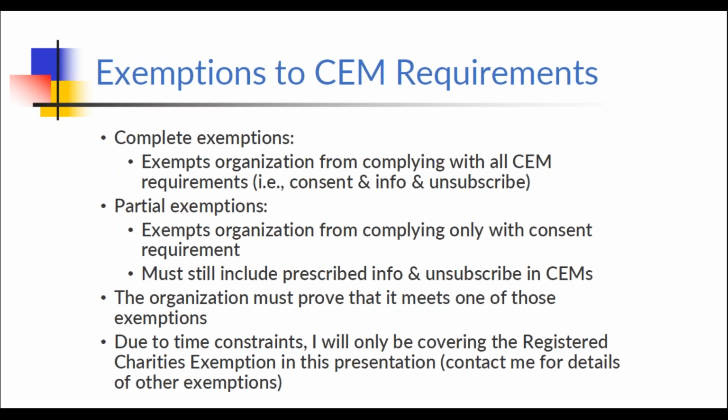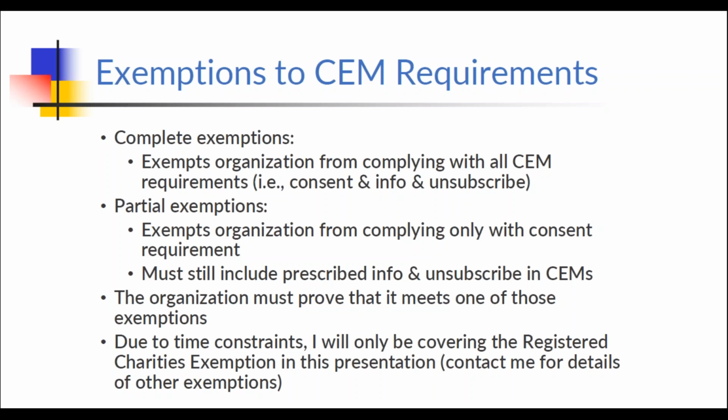Partial exemptions. Partial exemptions are certain circumstances. Again, if you meet those exemptions, you don't have to get consent. That's a good thing. But you still have to include the information, and you still have to have an unsubscribe mechanism. And if someone unsubscribes, you have to take them off your list.